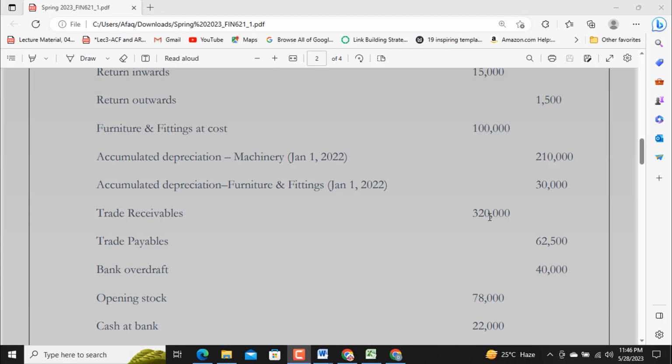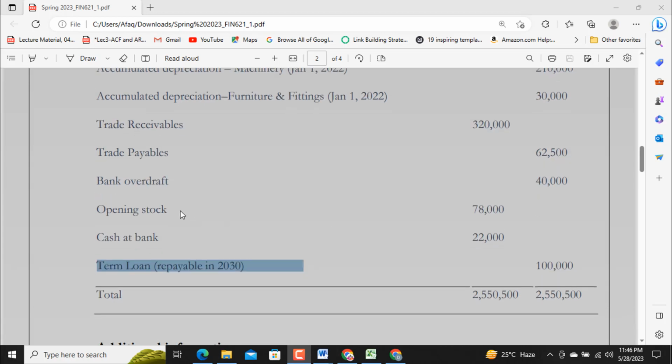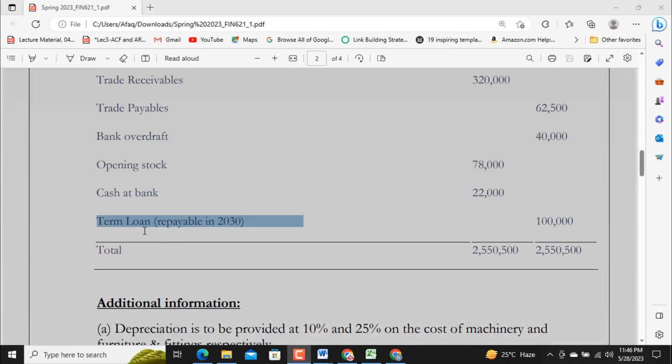Trade receivable is a current asset, and trade payables is a current liability. Bank overdraft is also a current liability. Opening stock is a part of the cost of goods sold, which finally goes to the income statement. Cash at bank, it's an asset, go to the balance sheet. And term loan repayable in 2030, it means the non-current or long-term loan liability or debt 100,000.